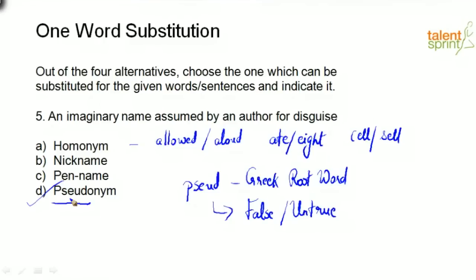That's the word. Pseudonym is an imaginary name assumed by an author for disguise, right? So our answer option is D. Swati, great example for homonyms. I'm sure most of you are familiar with homonyms, right? For this particular question, we looked at the Greek root word, which means false, an imaginary name. It's not your real name. You've come up with it. It's a false name.